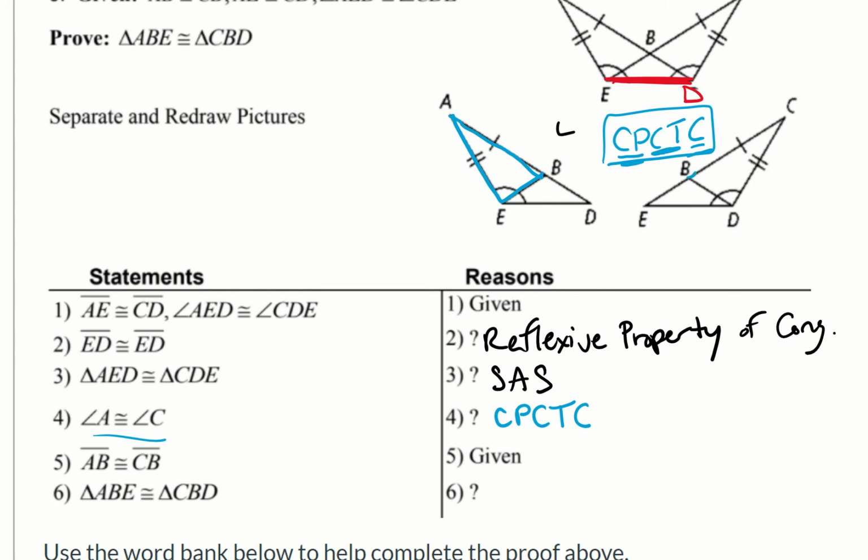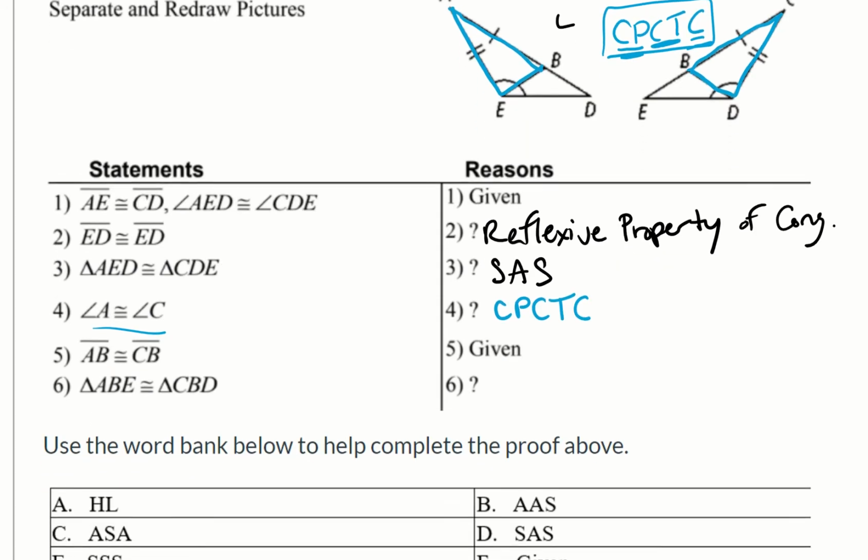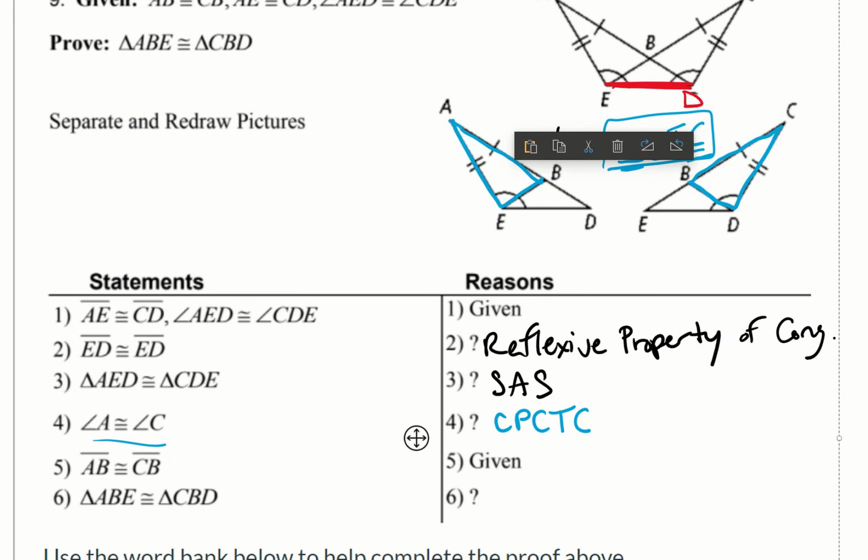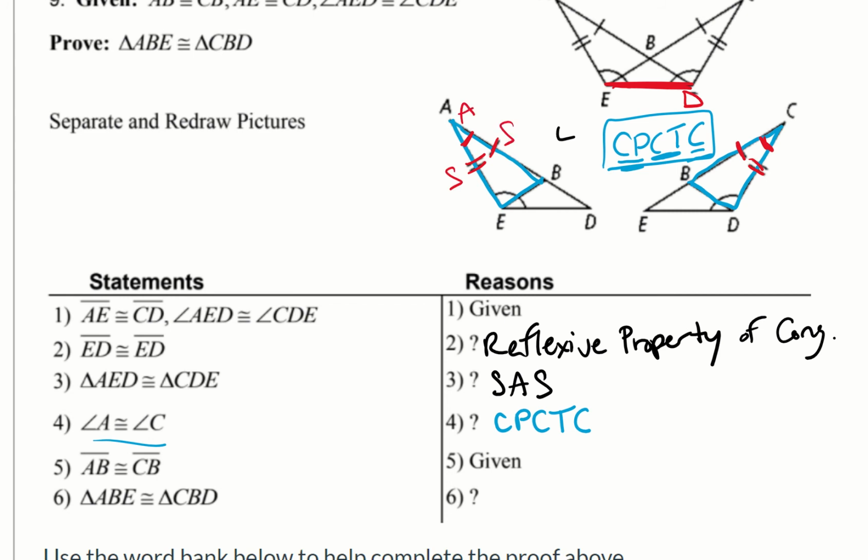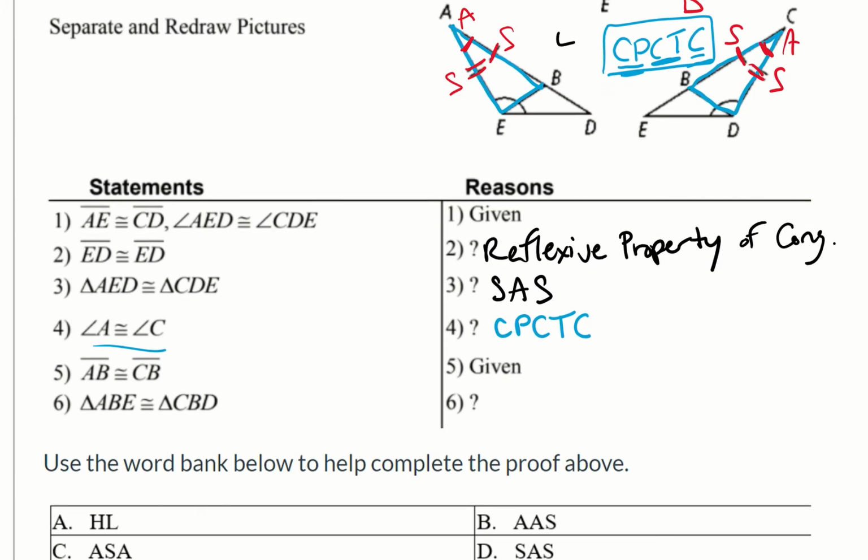And then CBD. So now we're talking about this triangle. Those are the two triangles we're concerned with now. And now that we know these two angles are the same by CPCTC, and we clearly can tell from the diagram that those two sides are the same, therefore, by side, angle, side, we can tell that those two triangles are the same. Side, angle, side. So those two triangles are congruent by side, angle, side.